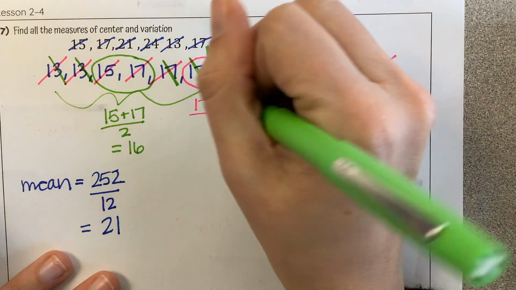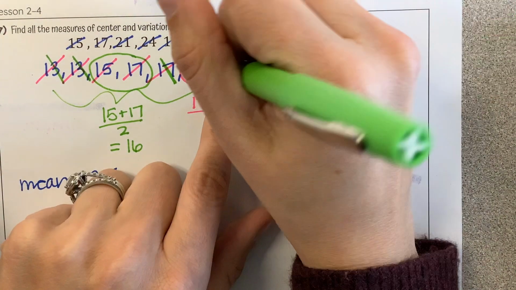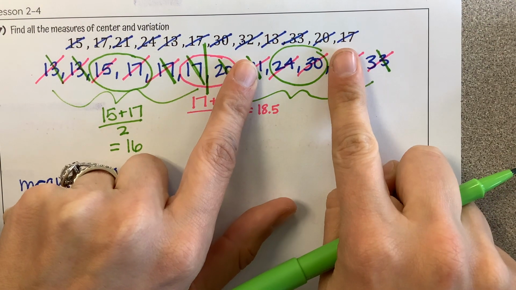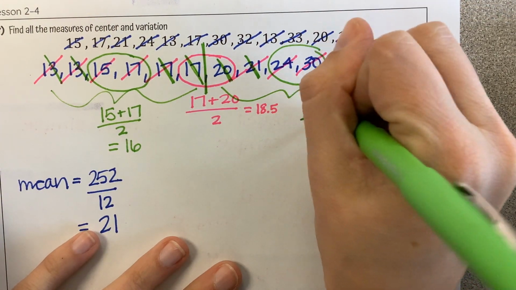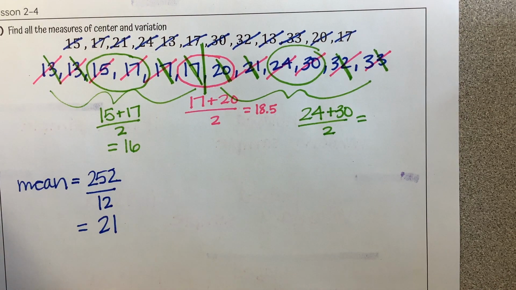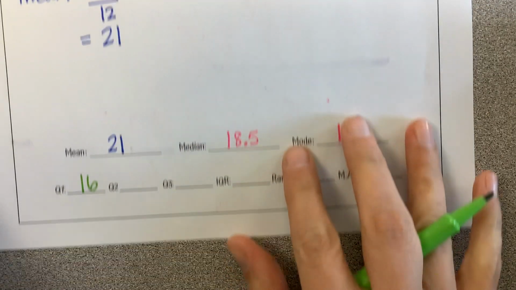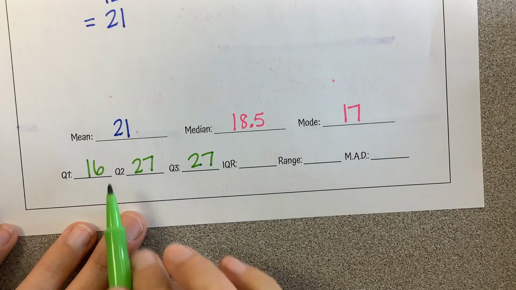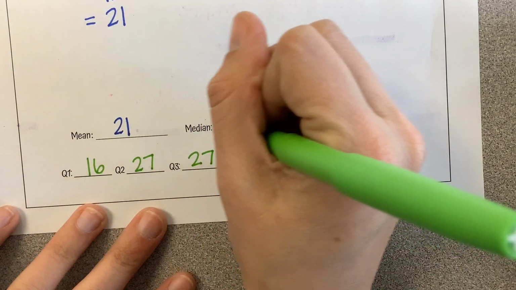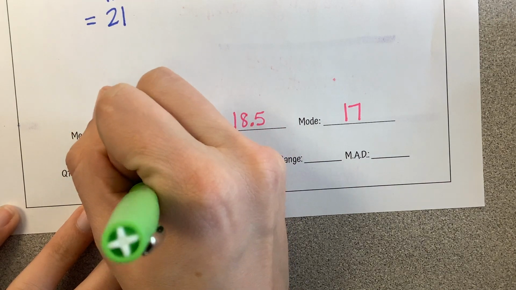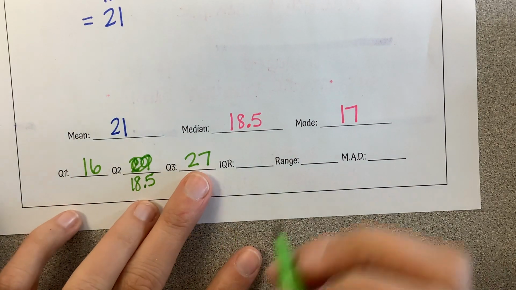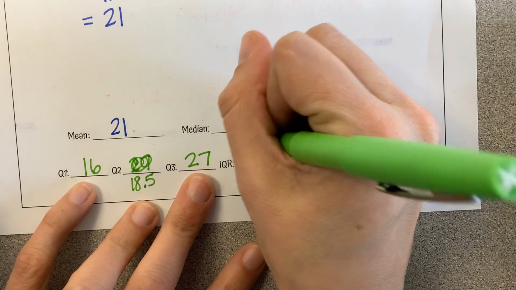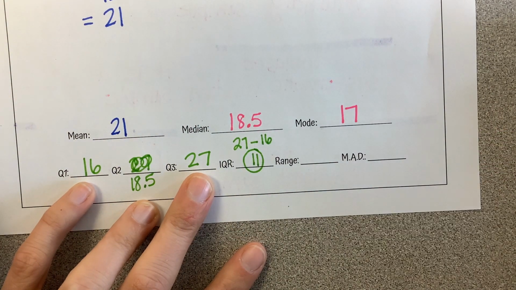Now we're going to do the same thing to the top half. Crossing off, 20 is our lowest. Lowest, highest, lowest, highest. We are left with 2 values in the middle, so we're going to find the average of those 2. And when I divide those, I get 27. Sorry, Q3 is 27. Our Q2 is our median, which was 18.5. Our IQR, we are going to do our Q3, which is 27, minus our Q1 of 16, and that gives me an IQR of 11.